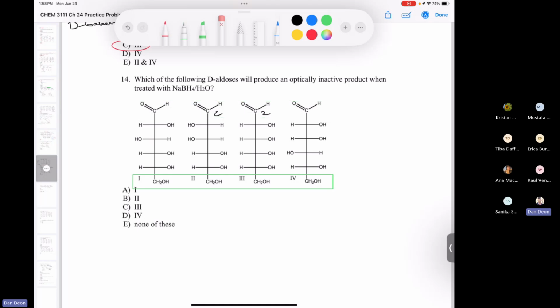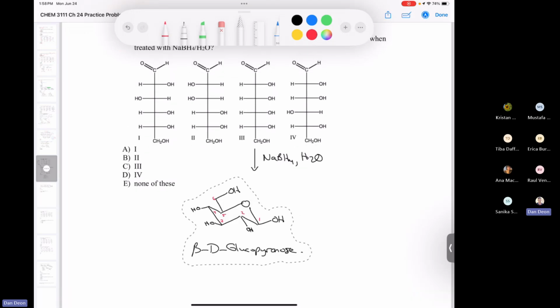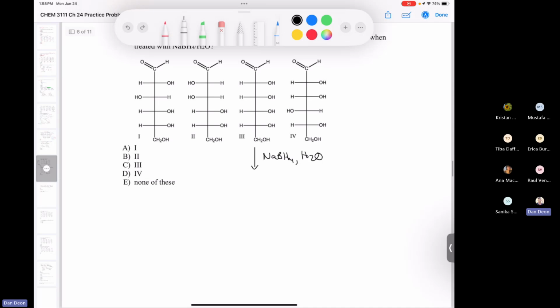You can see that in number 3, when I reduce it, let's say I take this compound and treat it with sodium borohydride in H2O. What I'm going to end up with, oops, wrong molecule. Okay, so let's redraw it here. We're going to end up with this CH2OH, and then every hydroxyl group is going to be pointing to the right-hand side. And so I'm going to end up with a meso compound, which is optically inactive.